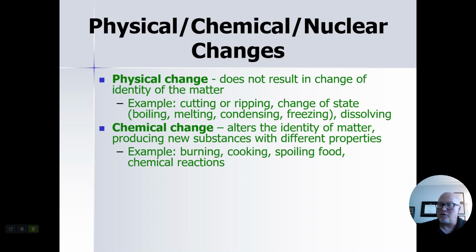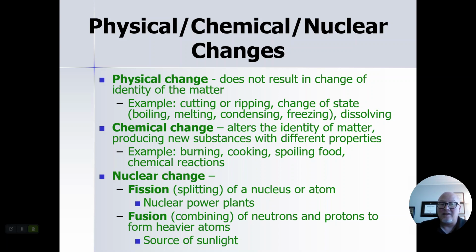If I can undo it with physical means, or rather, more importantly, if I don't change it chemically, it's a physical change. If it is changed chemically, then it's a chemical change. Then there are nuclear changes. These are something that happens to the nucleus of an atom.